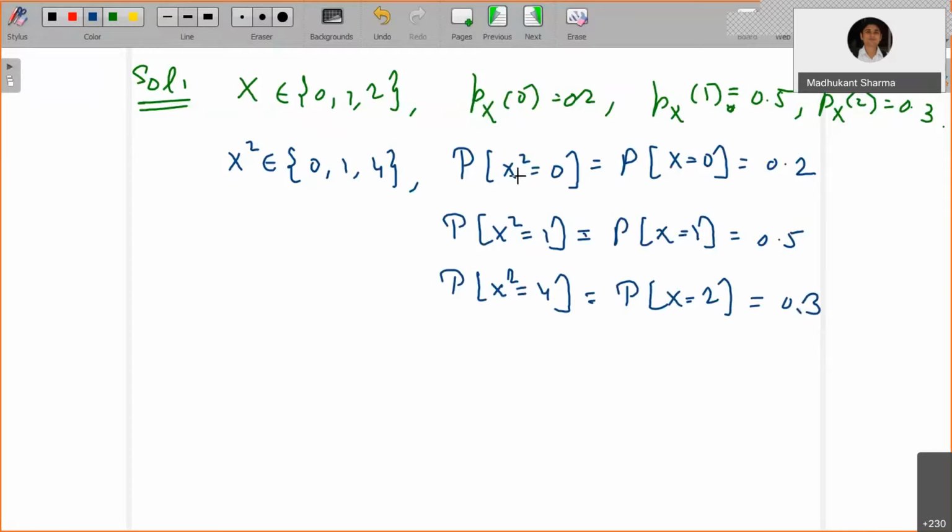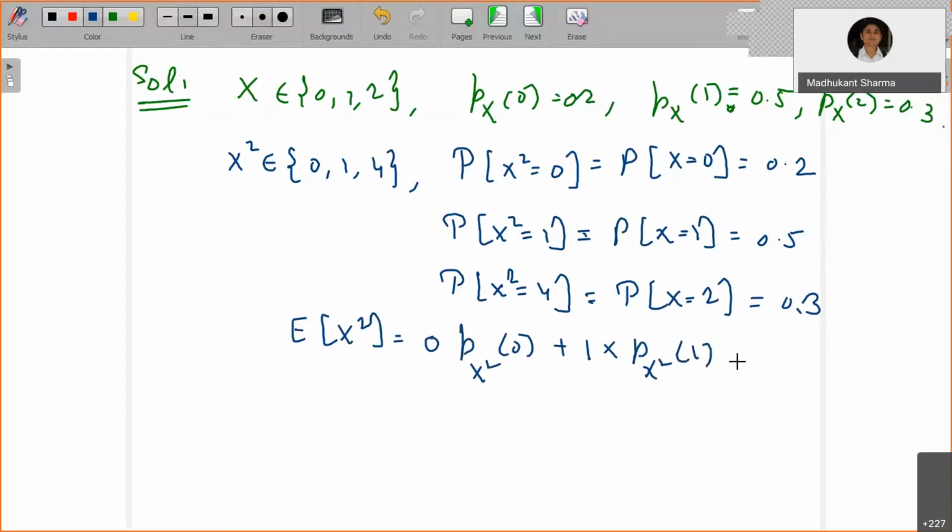So we have the ready-made PMF here for the random variable x square. So I can certainly identify the expectation of x square: 0 into P of x square at 0, plus 1 into P of x square at 1, plus 4 into P of x square at 4. So that's going to be 0, plus 0.5, plus 4 into 0.3, that is 1.2, so that's going to be 1.7.